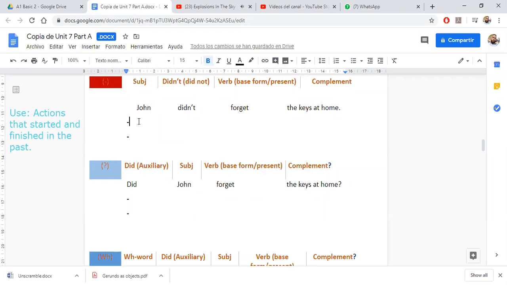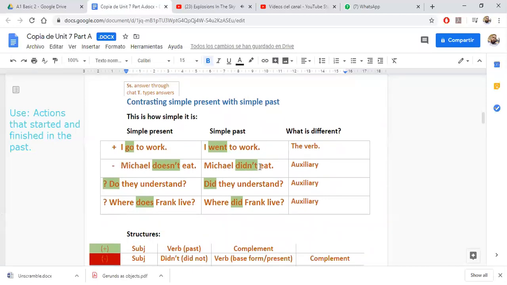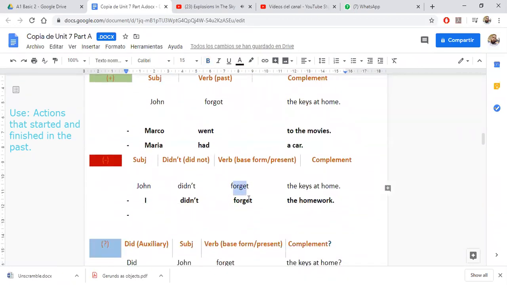I didn't forget the homework. Very good. I didn't forget the homework. Guys, I think I explained at the beginning that when you use didn't in negative, the verb doesn't change. You are changing the verb, Priscilla and Alan. You have to say didn't go, not didn't went. Look at the example here, guys. Didn't eat. Look at the other example, didn't forget, in the base form, but the auxiliary changes, not the other.